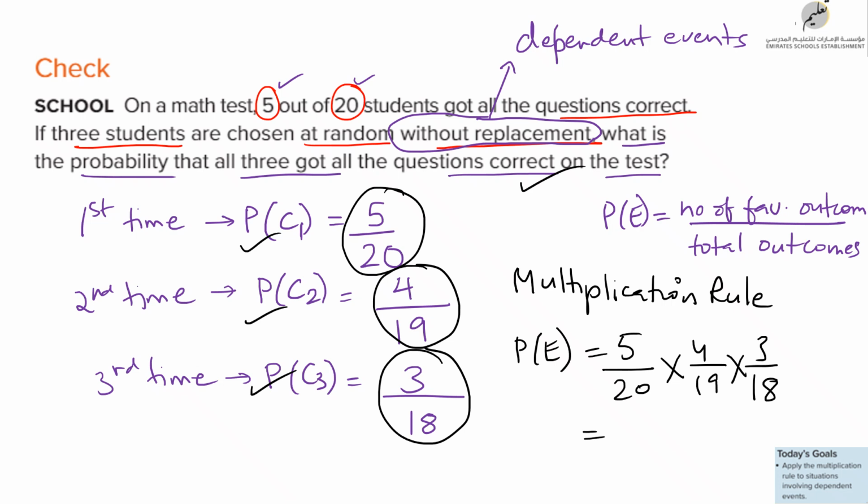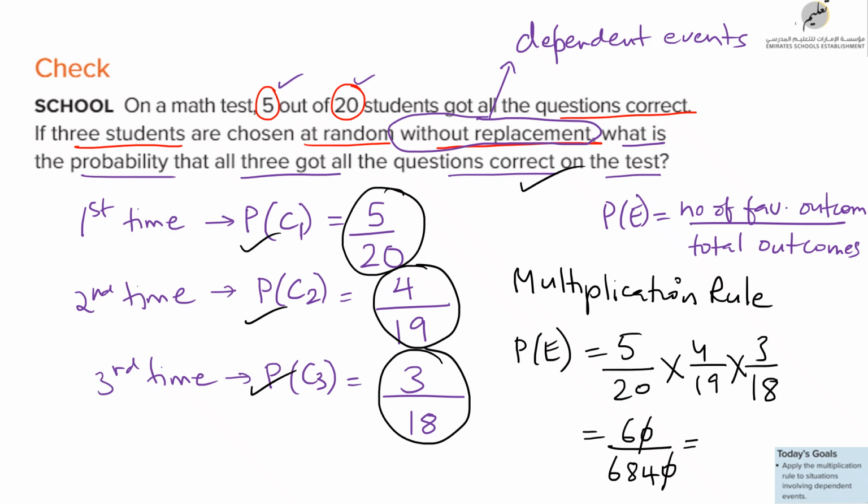So I give you a few minutes. Let's do the multiplication. So 5 multiplied by 4 multiplied by 3 is 60. And now we'll do the denominators. 20 multiplied by 19 multiplied by 18. That's a big number, 6840. Let's simplify. The zeros cancel. So if I reduce to the simplest fraction, 6 divided by 684.